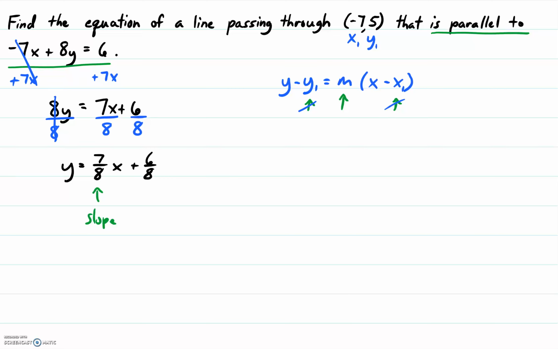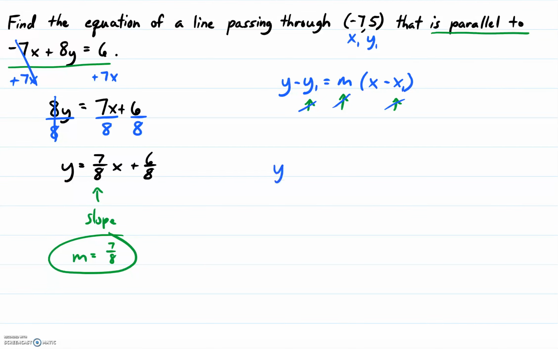And so what that means is that our slope, m, is also going to be 7 over 8. Because if you have two or more lines that are parallel, they're all going to have the exact same slope. And so now we've solved for m as well. So now we're just going to look at this point-slope form of the equation of a line. And we're going to plug in our y1, our x1, and our m, and that'll be the answer.